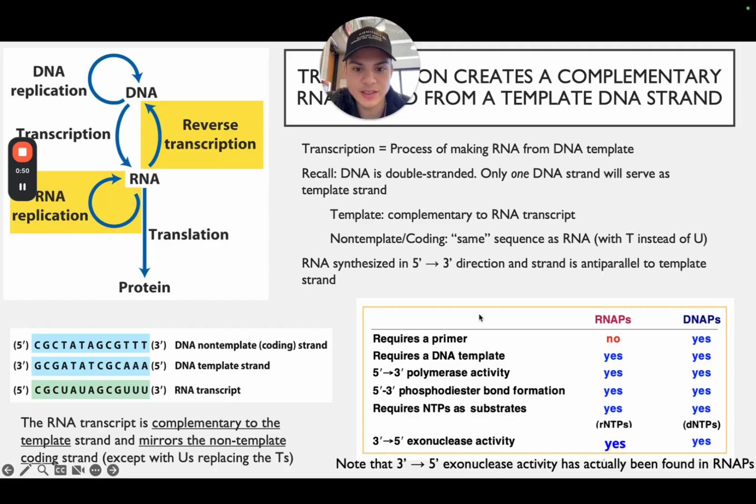Just a little basics: RNA is synthesized in the 5' to 3' direction. The RNA polymerase reads the DNA template strand from 3' to 5'. You can see here it's reading from the 3' end of the template strand going to the 5', but it's synthesizing from the 5' to 3'. And remember, it always maintains that anti-parallel configuration.